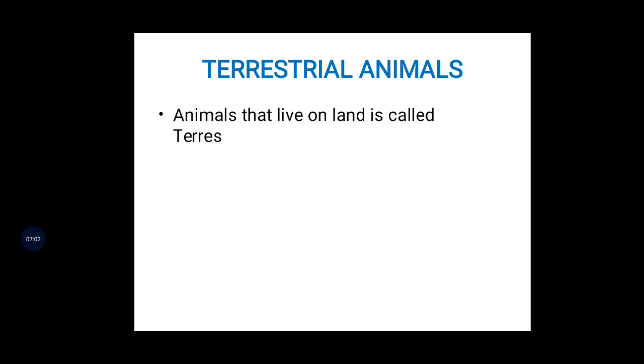For example, what kind of terrestrial animals are there in your home? Any animals on land only. For example, is a dog on land or not? Yes, definitely a dog is on land. So cheetah, fox, anything you can take that is on land.